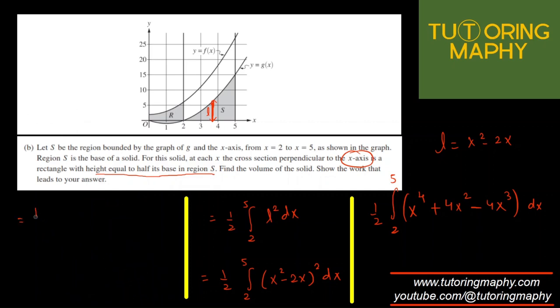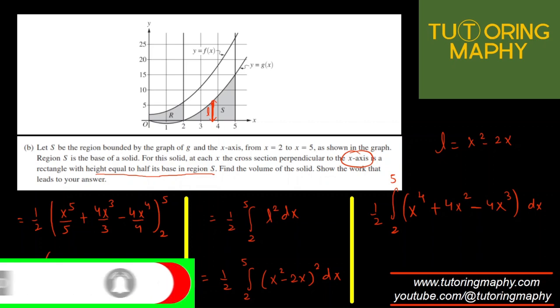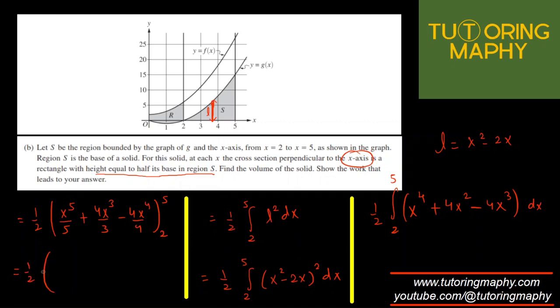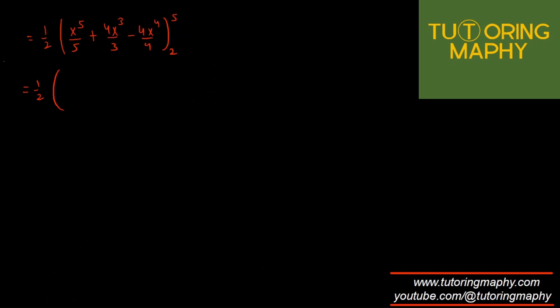All right, so what is the integral of x to the 4, it is x to the 5 over 5, and what is the integral of 4x squared, it is 4x cubed over 3, and this is x to the 4 over 4. The bounds are from 2 to 5. So that's going to look like, boy, the numbers are big. So we need to make sure. Okay, so I think I'm going to need some more space here. So let me just pull this entire thing onto the next slide and work here.